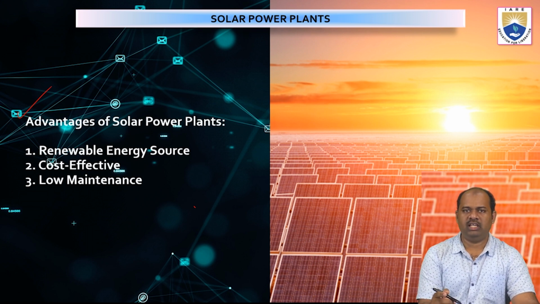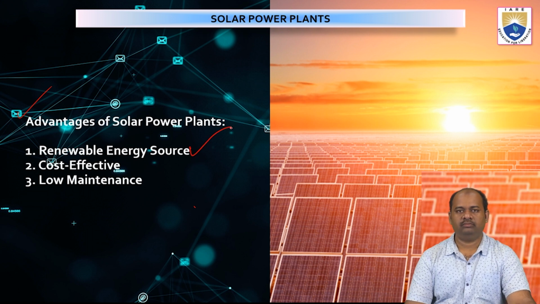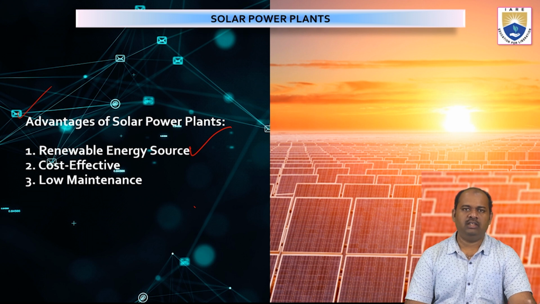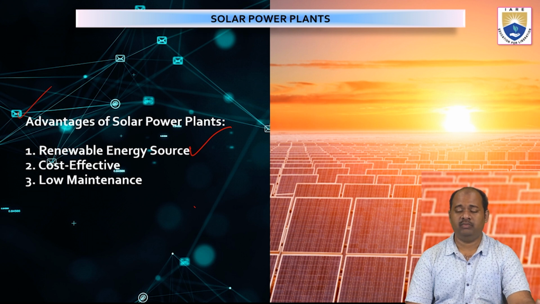The first and foremost thing is that it is renewable. Even if we use the solar radiation for the next 400 million years, we still have enough solar radiation coming from the sun for the generation of electricity. It is not at all exhausted for the next 400 million years, because the star, the sun, will not burn out in the near future. It will take about 400 million years for the sun to be exhausted.